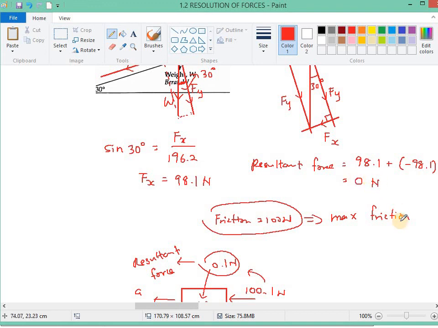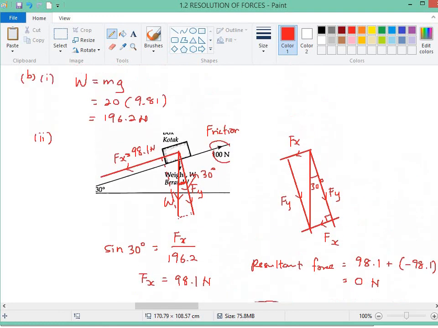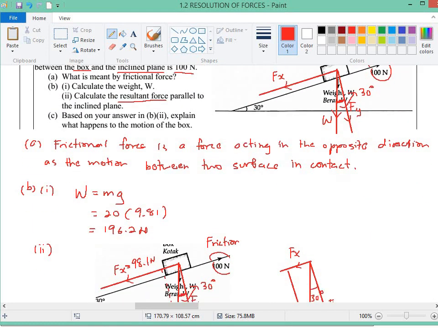Okay? The force that wants to make the box move is only 98.1. So the friction also can increase until 98.1 only. So the resultant force will be 0. Okay, the resultant force will be 0.